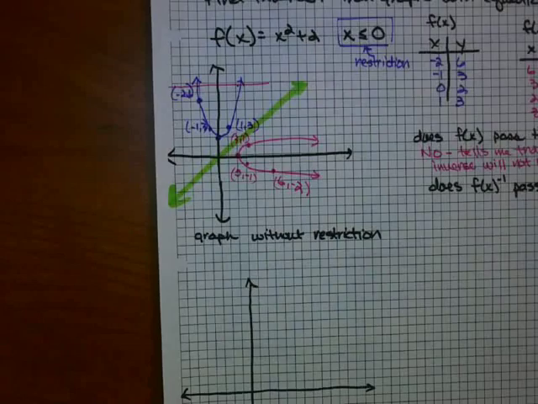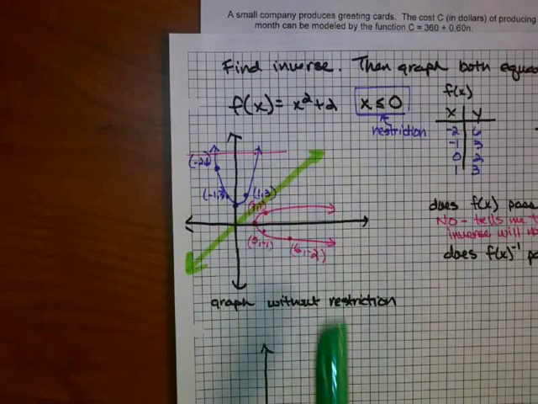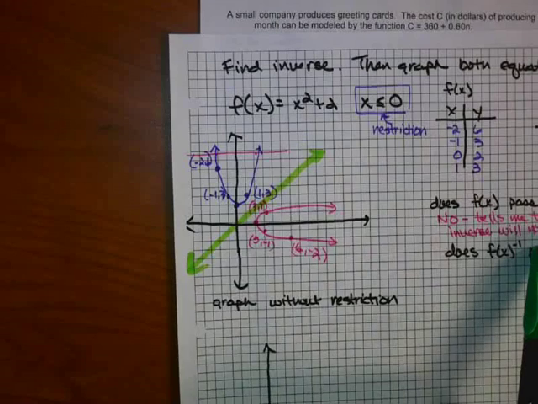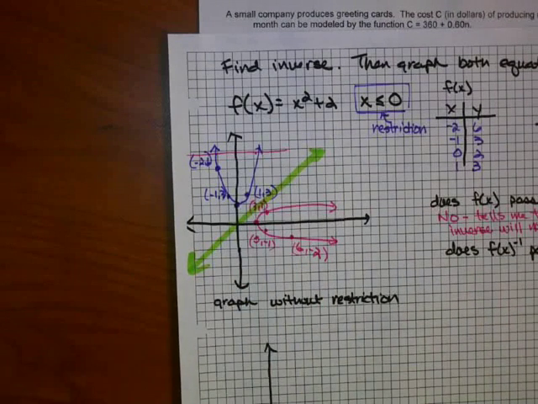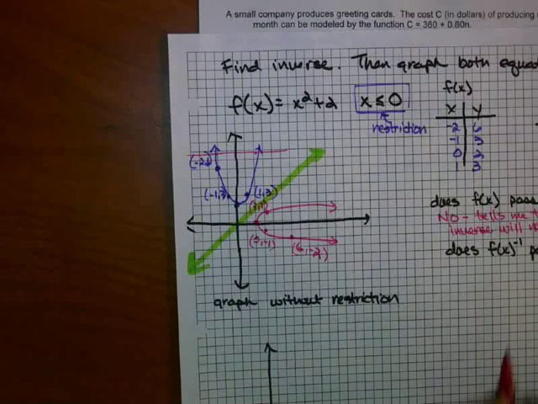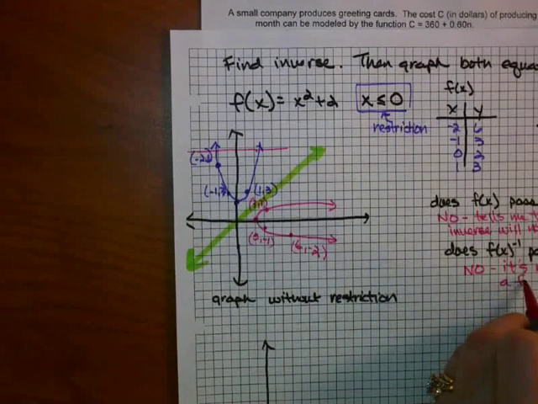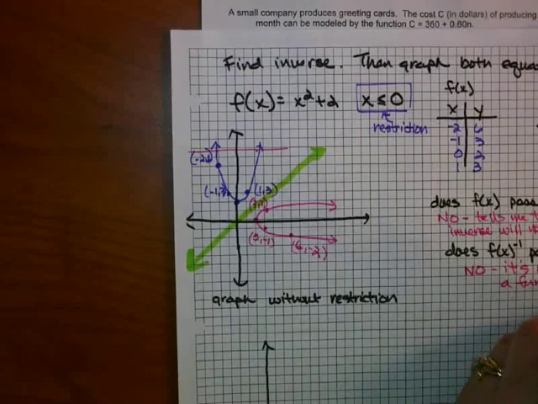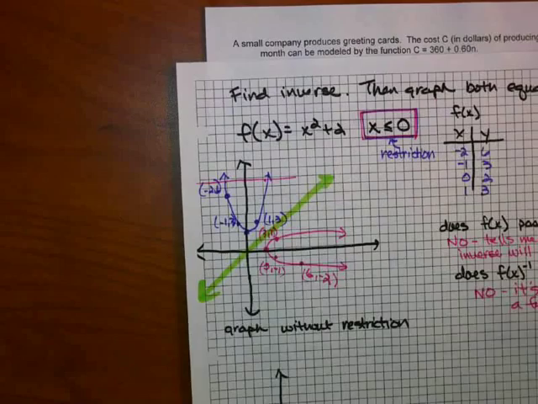Now, this does not pass the vertical line test, right? We determined that. We said, okay, this is not going to be a function. We already know that. Does f of x to the -1 pass the vertical line test? No, it's not a function. Therefore, there has to be a restriction, and that's what this is. That's why they brought that in.